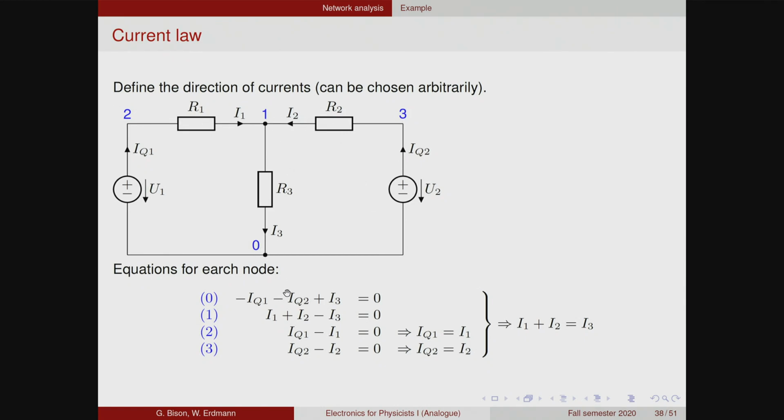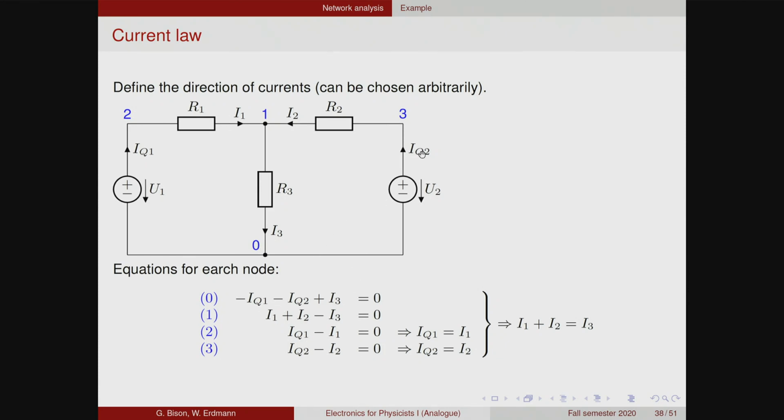Here you see the nodes numbered, node 0 here. What's going on here? So we have the current I3 going into this node. So this we call positively. And then we have to follow this. We said that the current goes through a component without being changed. So the current that goes in is the same as the one that goes out. So the current that comes out of the node here is current IQ1. So it's the current through source 1. And since it comes out of the node, we count it negatively.